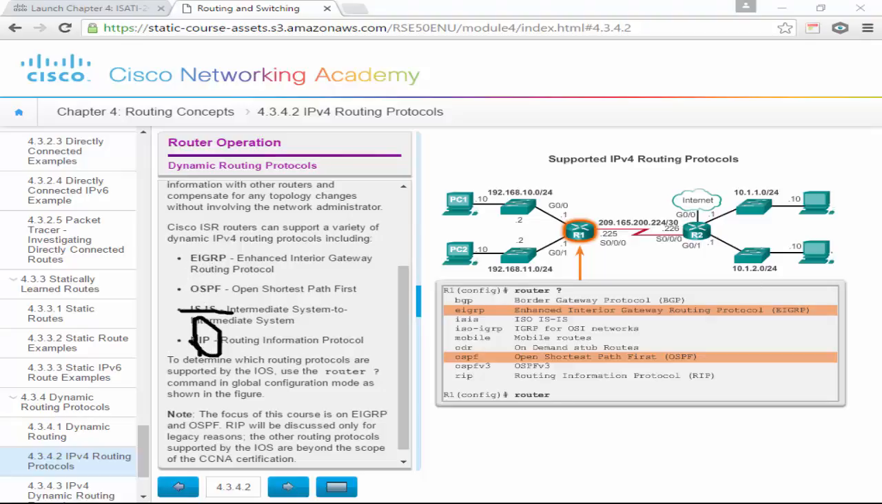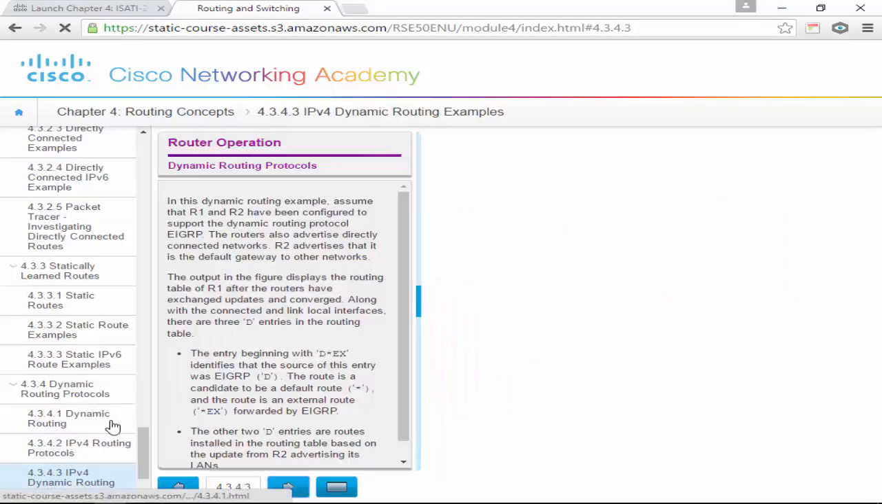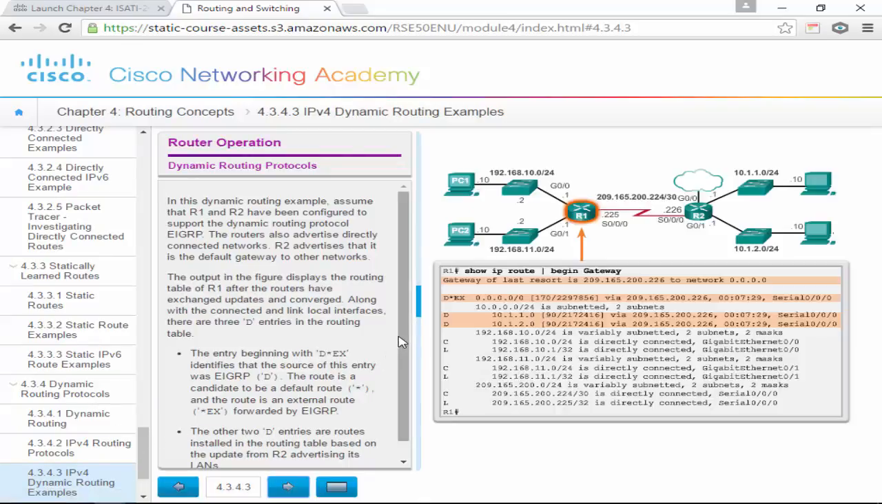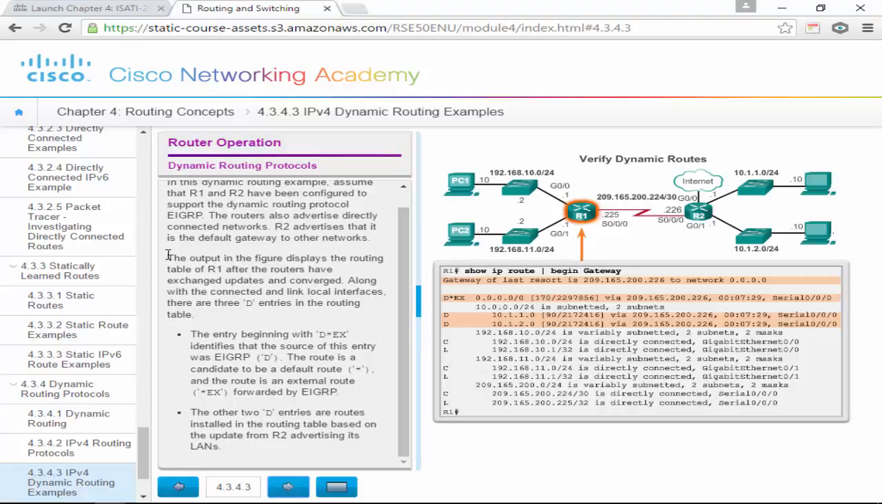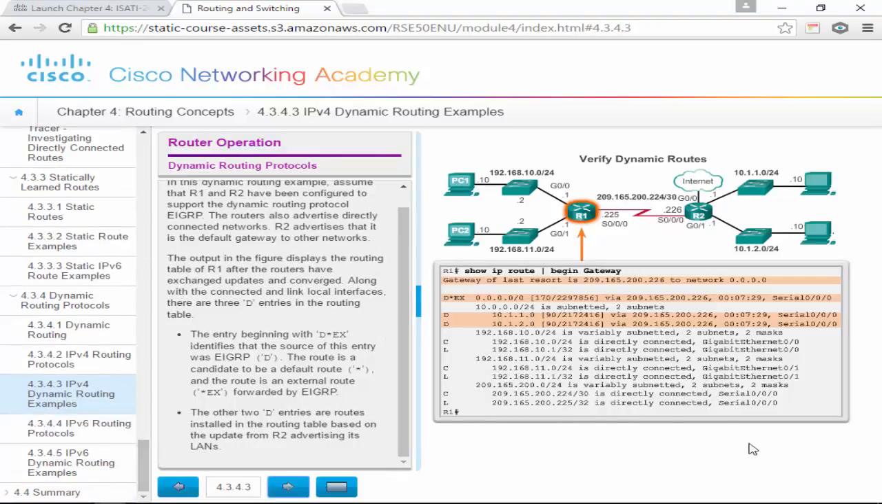RIP, I think we just go over it. I believe it's in this chapter that we go over RIP, and it's end of life, and yeah, it's not great. If you look down at the bottom here, the focus of the course is on EIGRP and OSPF. RIP will only be discussed for legacy reasons. The other routing protocols supported by the IOS are beyond the scope of the CCNA certification. They actually took IS-IS out of CCNP as well, but it is very similar to OSPF.